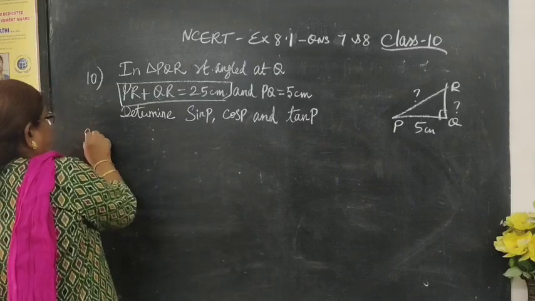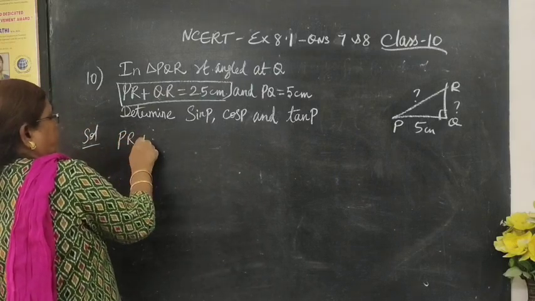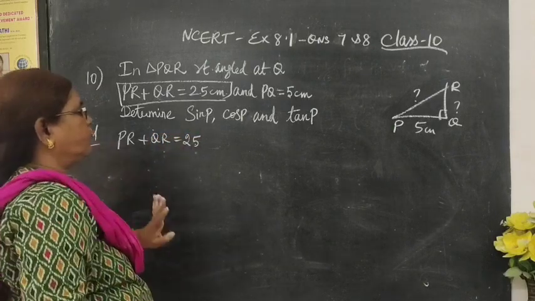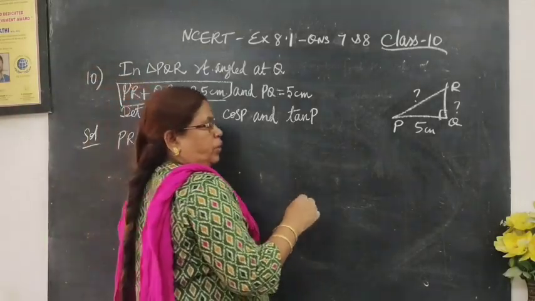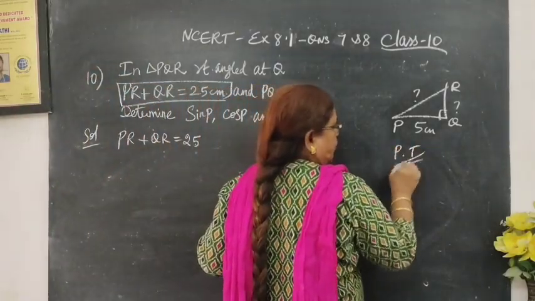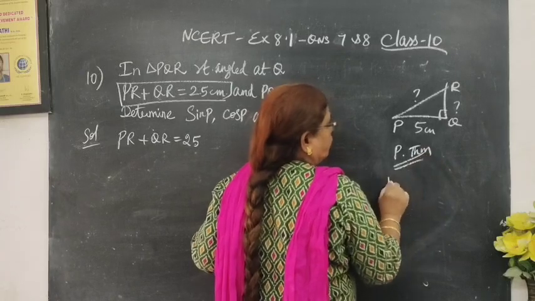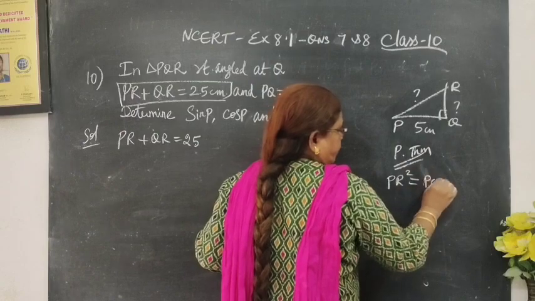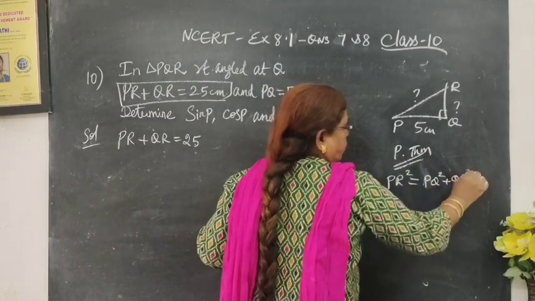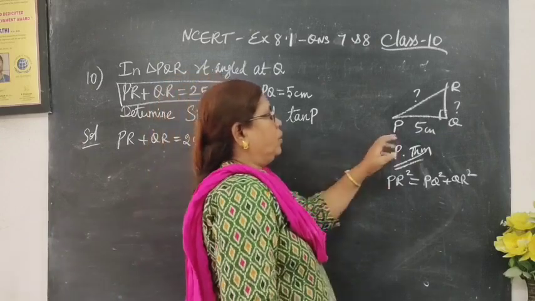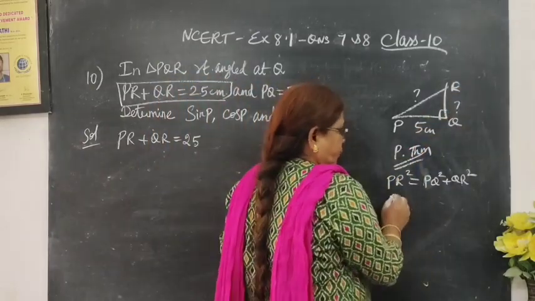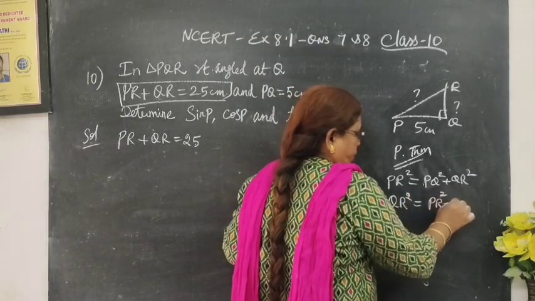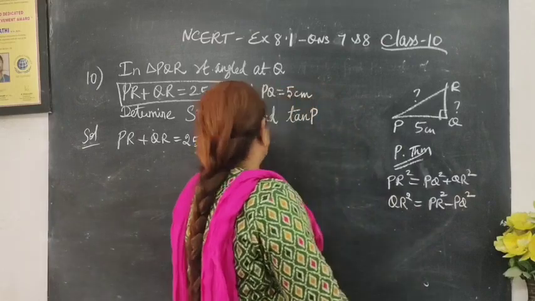As it is given, PR plus QR equal to 25. Here, using Pythagoras theorem, we know PR squared equal to PQ squared plus QR squared. We want QR first. So QR squared equal to PR squared minus PQ squared.